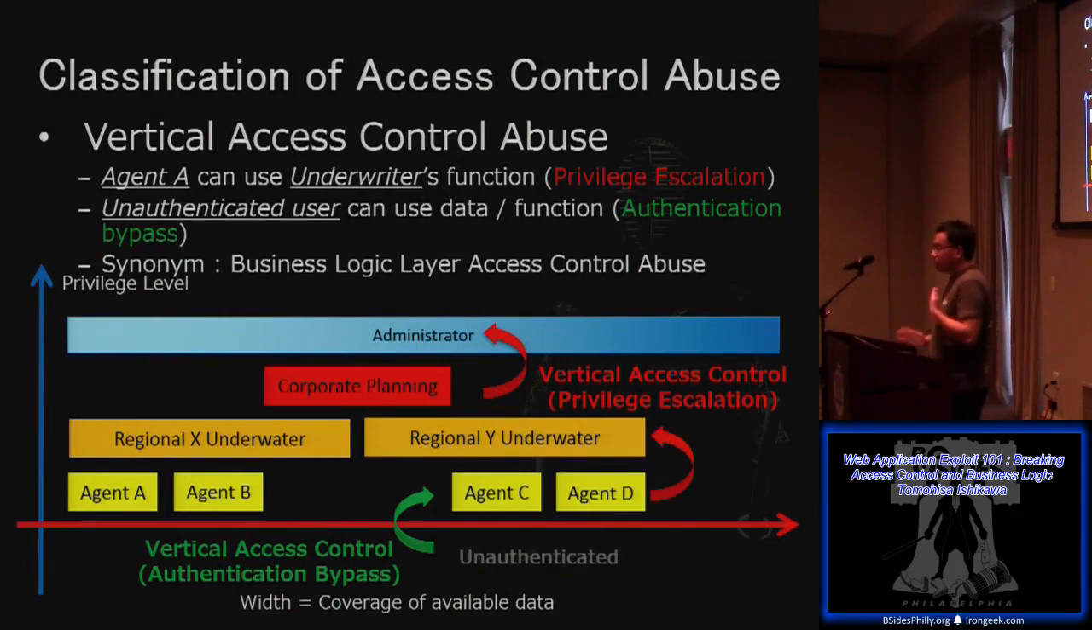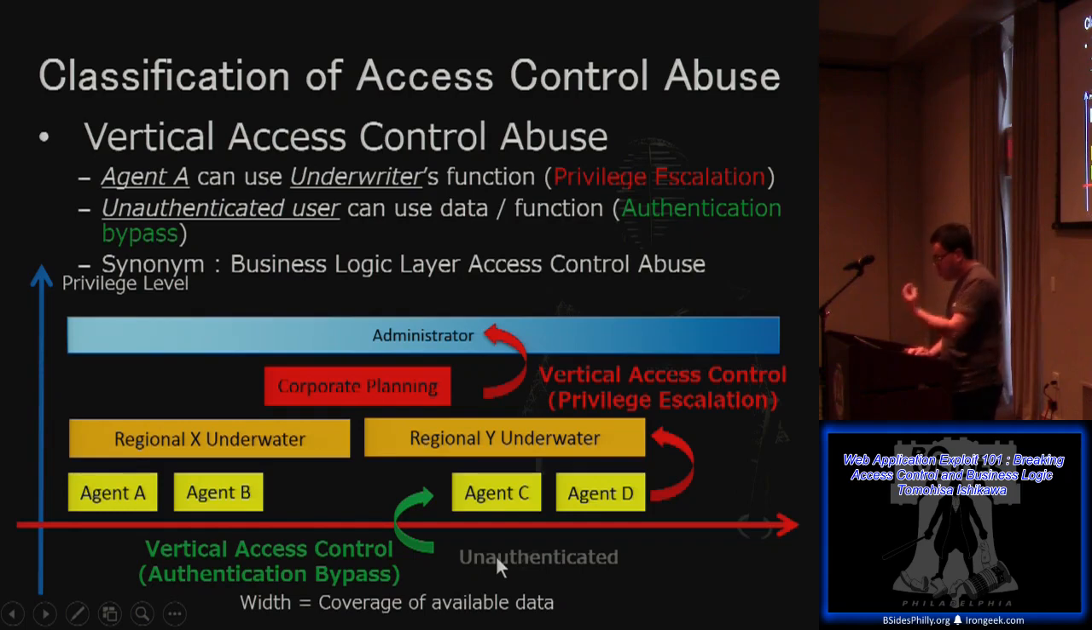So let's go to another one, which is vertical access control abuse. This vertical access control is kind of a vertical stuff. So let's say, for example, one of the abuses is that agent D can use the underwriter function, or a corporate planning person can abuse the administrator's function. This is a kind of vertical access control abuse. In other words, some people say it's privilege escalation. Another variety is here.